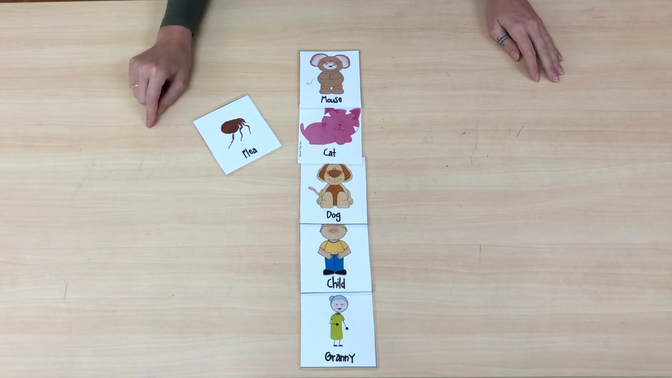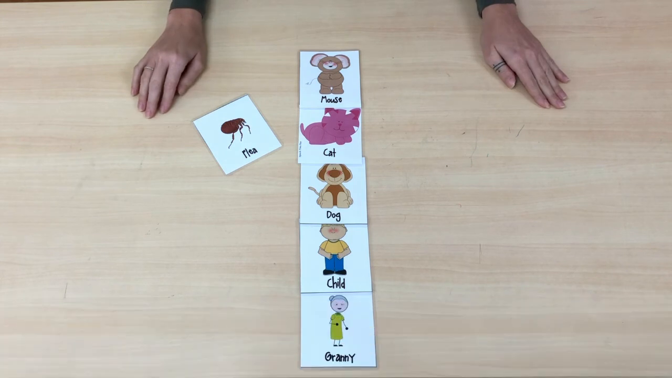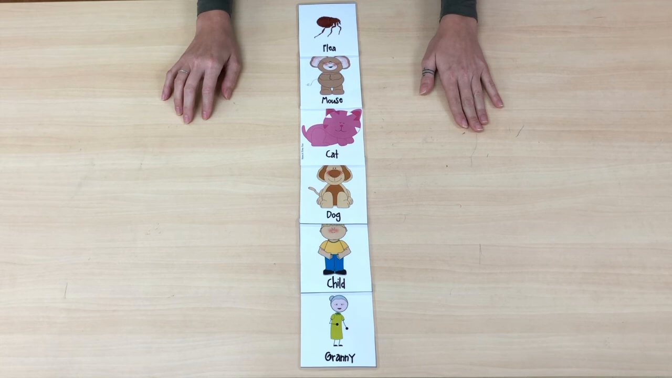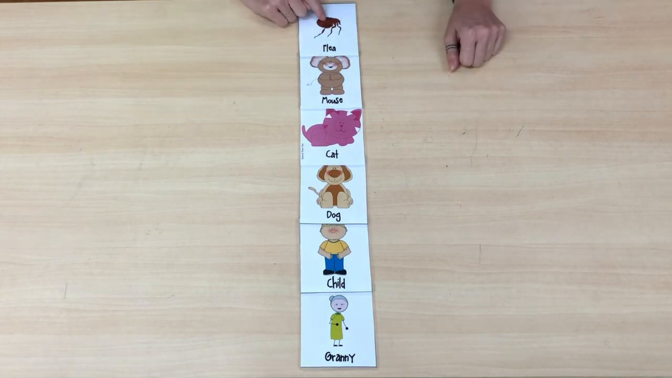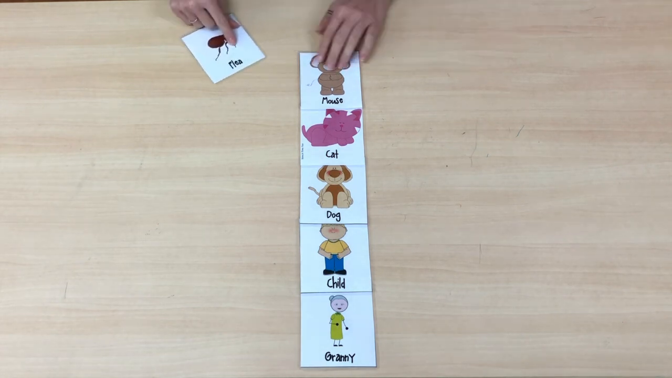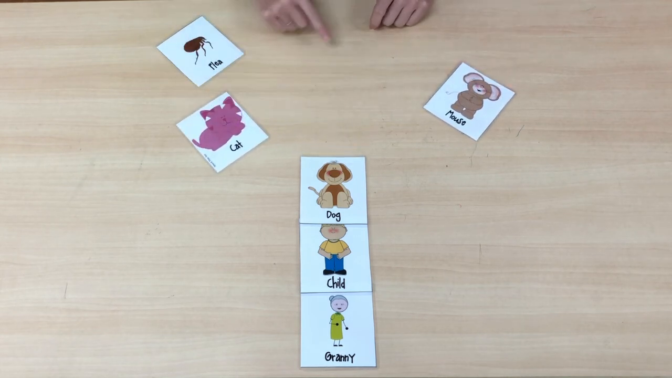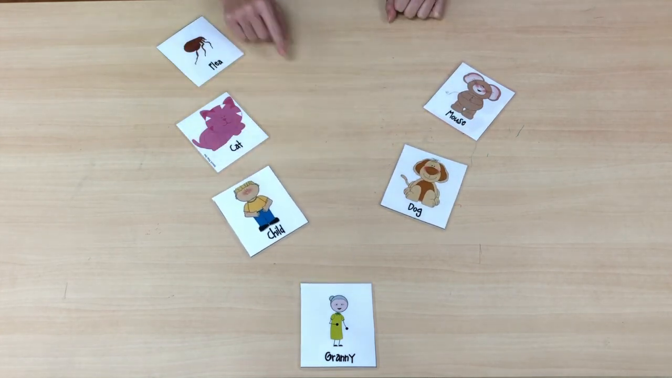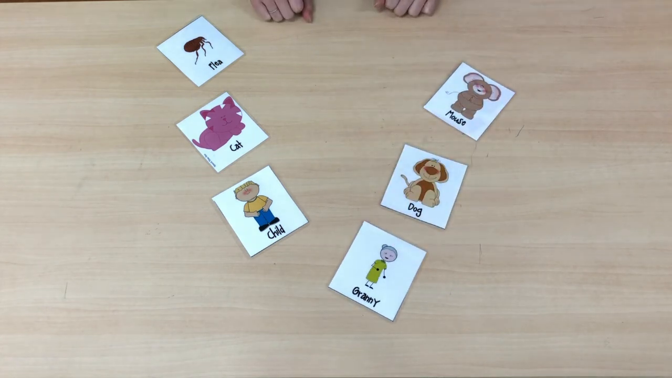And very last but not least, who was on top of the mouse but not sleeping? It was the flea. The flea was on top of the mouse but not asleep. He was awake and bit the mouse. When he bit the mouse goes flying over here. And then he scares the cat, who wakes up the dog, who thumps the child, who bumps the granny, and breaks the bed.